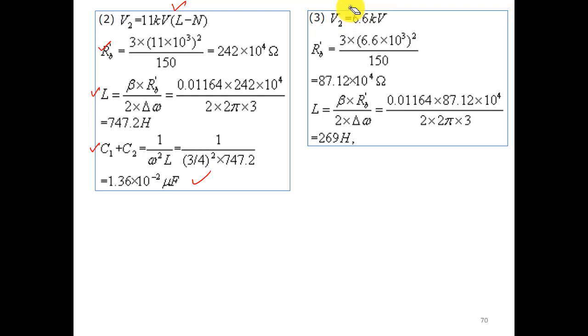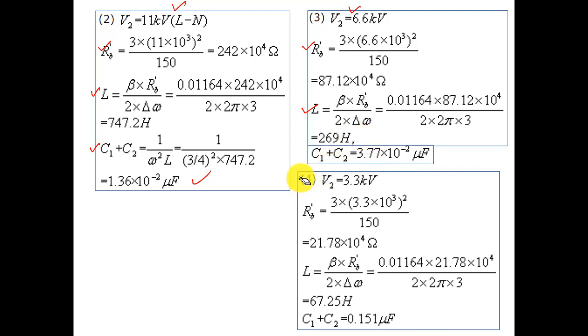Now if we consider V2 equal to 6.6 kV, in the same fashion we go ahead with the calculation. We found RB dash, then L is found to be 269 Henry, and C1 plus C2 is found to be 3.77 into 10 to the minus 2 microfarad. Another choice is V2 equal to 3.3 kV. For this also we found RB dash, then L is found to be 67.25 Henry, and C equivalent, that is C1 plus C2, is equal to 0.151 microfarad.